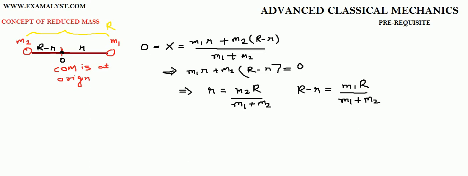Now the concept of reduced mass says that I want to convert this system into such a system whose mass is concentrated at one place. So instead of two balls m1 and m2, I have a mass mu. Agreed? And this mu is placed at a distance R. See what is capital R? Capital R is the distance between m1 and m2. So it is a relative distance between m1 and m2.